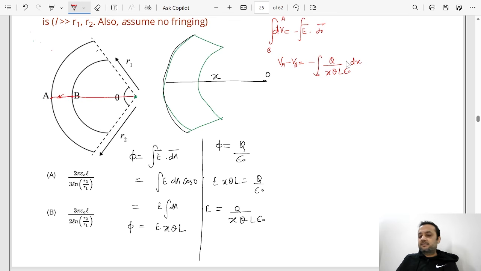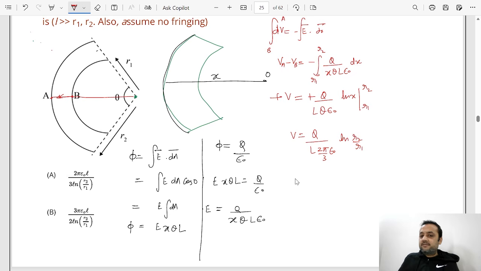E dot dx will become E dx cos 0 because electric field is radially outward and we are also going radially outward. So VA minus VB is minus V, we know that, and this minus Q upon L theta epsilon naught will come outside. dx by x, so x we have to integrate from R1 to R2. So this dx by x will become ln of x from R1 to R2. Minus minus will get cancelled. So you can see that V will be equal to Q upon L, theta was 2 pi by 3, so that also we can put, epsilon naught ln of R2 by R1.